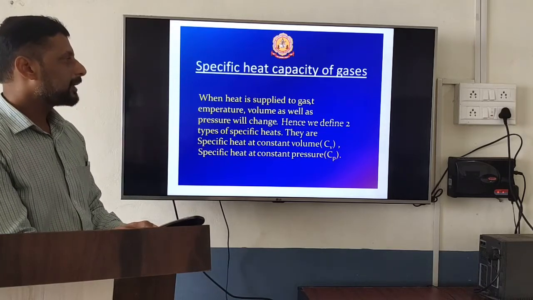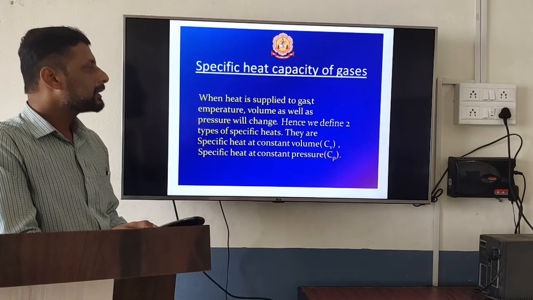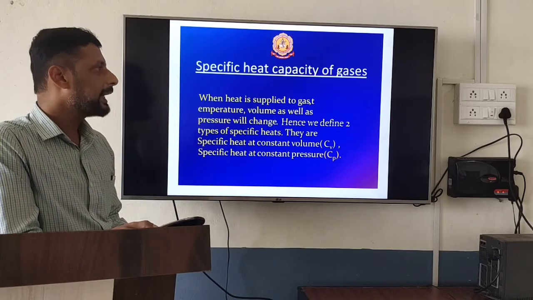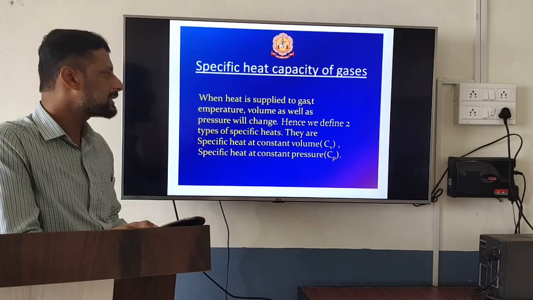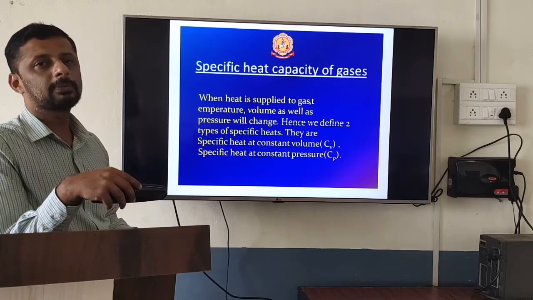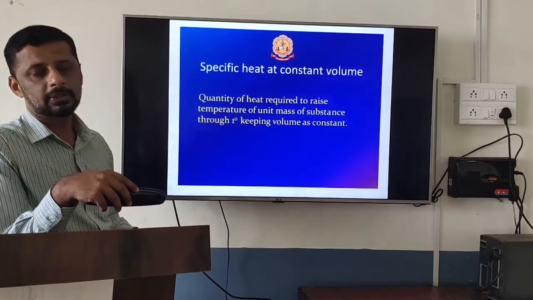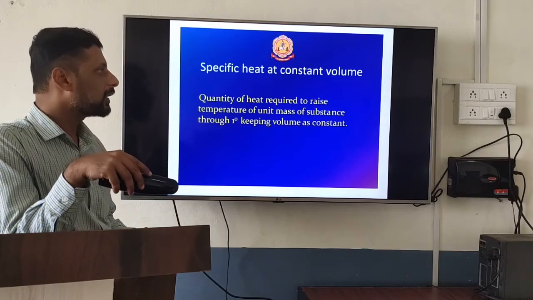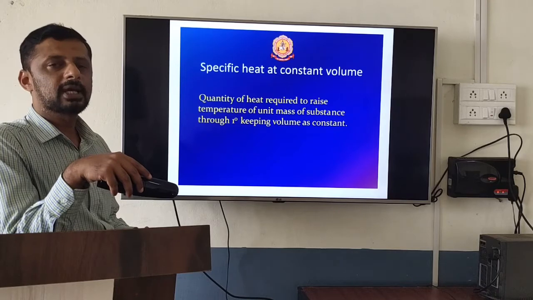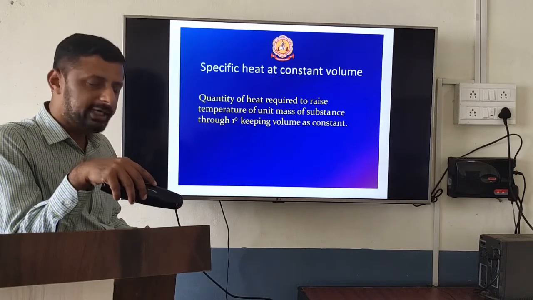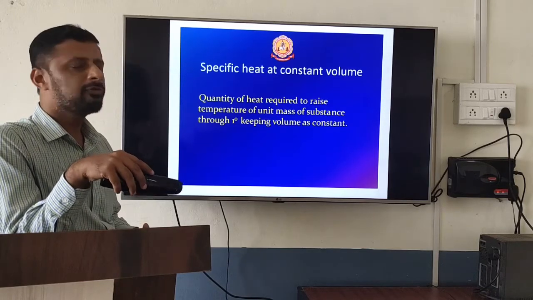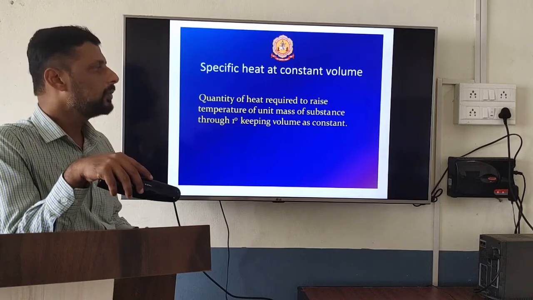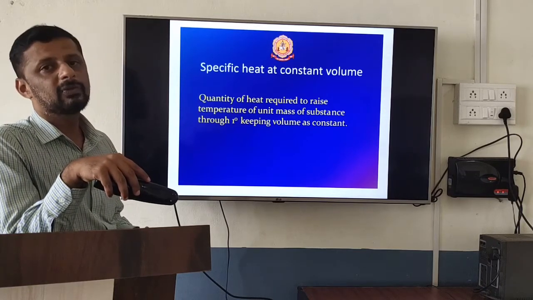So when heat is supplied to the gas, temperature, volume as well as pressure will change. Hence, we define two types of specific heats. They are specific heat of gases at constant volume and specific heat of gases at constant pressure. Next, specific heat of gases at constant volume. How do we define it? It is the quantity of heat required to raise the temperature of unit mass of a substance through 1 degree Celsius, keeping the volume constant.